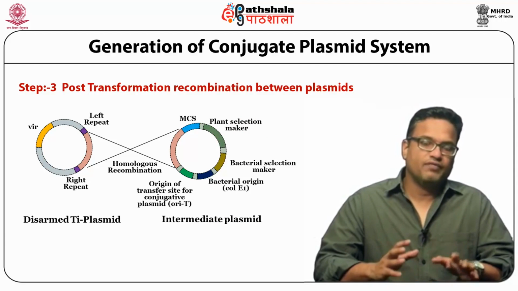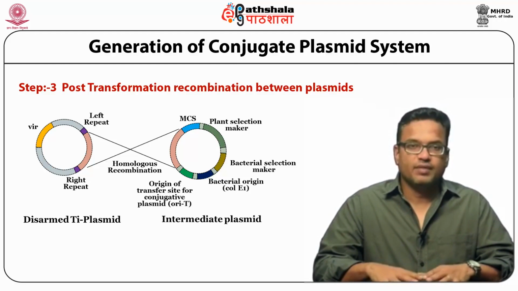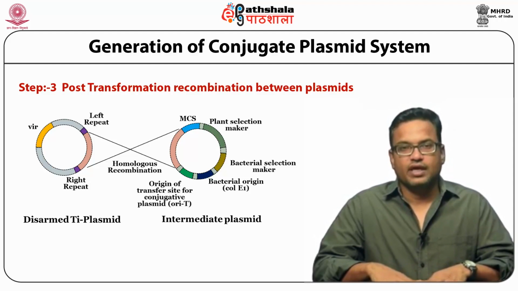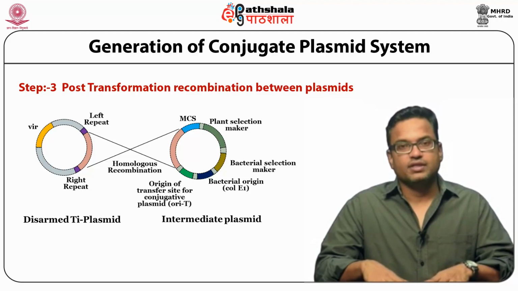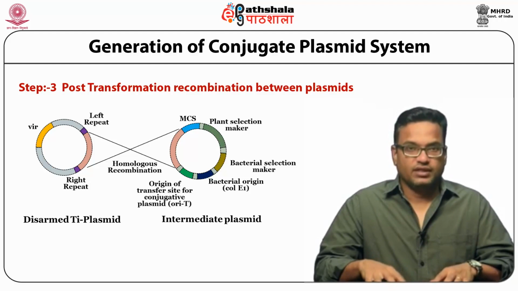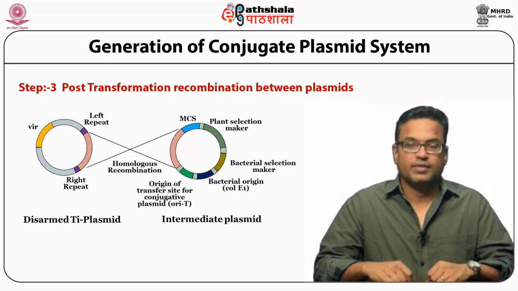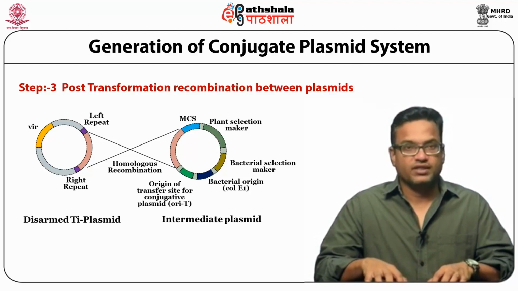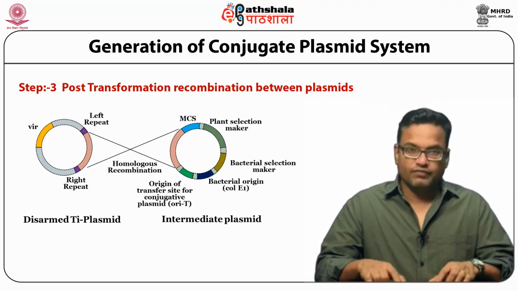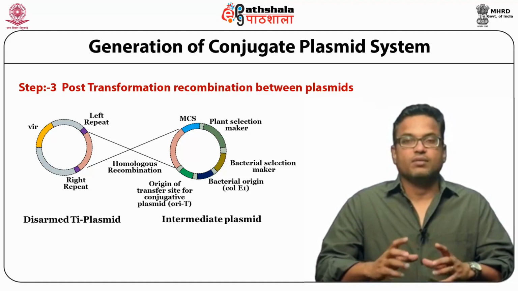So in step 1 and step 2 we have shown you what a disarmed Ti plasmid is, which is a disabled form of Ti plasmid containing tDNA repeats and the virulence region, and also the intermediate plasmid, which contains our gene of interest as well as a region of bacterial DNA, pBR322 sequences, which are used for recombination. And as you can see in this schematic, once these two are transformed into Agrobacterium, because there is a homology region where the pBR322 sequence can recombine, they can form a single plasmid.